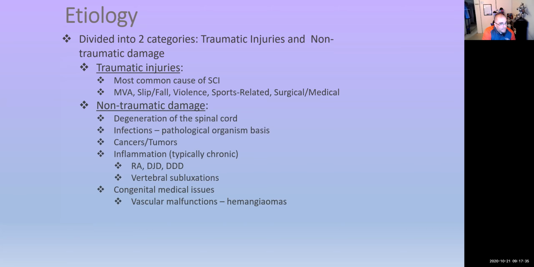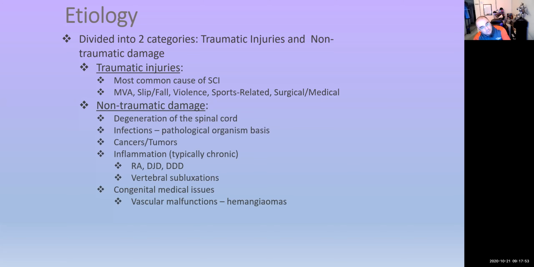Now, here's the interesting thing. Degenerative joint disease can cause degenerative disc disease. Degenerative disc disease can cause degenerative joint disease, because in the spine, they're so closely paired together that if one of them starts breaking down, the other one can break down too, right?